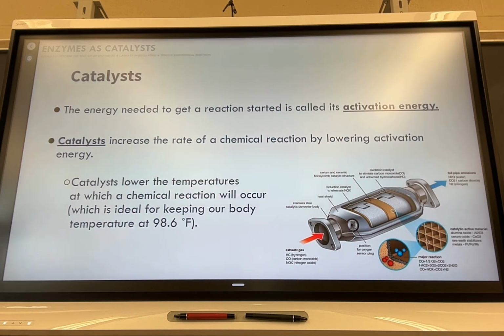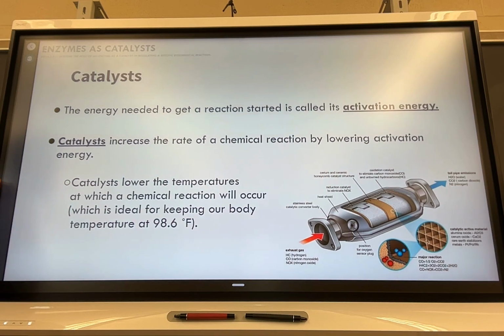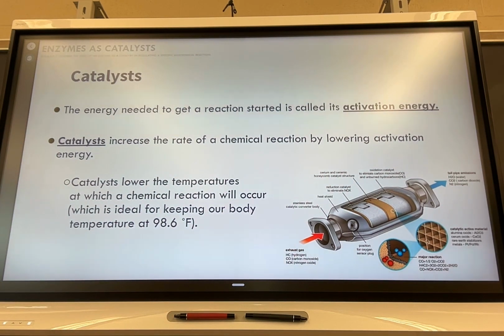Before we figure out what organic molecules we're talking about, a catalyst is a molecule or some sort of chemical that speeds up the rate of a chemical reaction by lowering the activation energy. So activation energy is the energy that is needed to start a chemical reaction. We can think of this as like putting a coin in to start an arcade game, or the push needed to roll a rock down a hill.